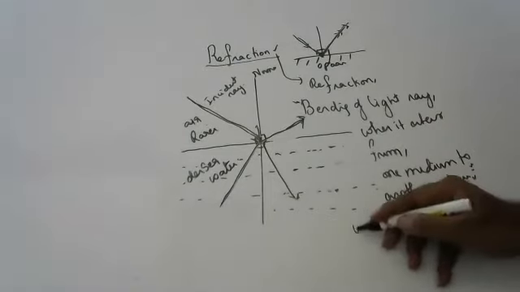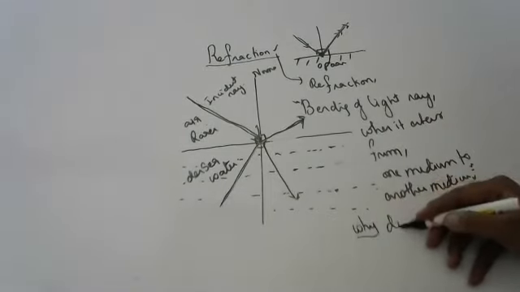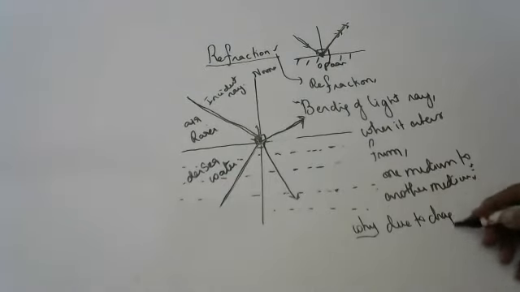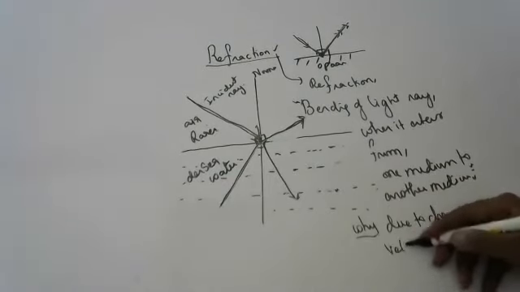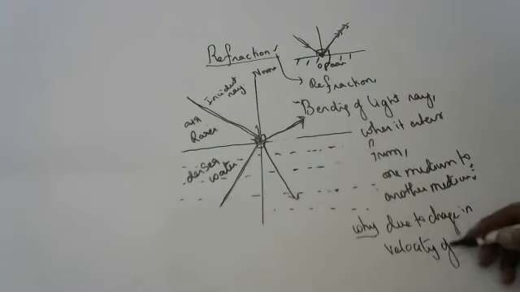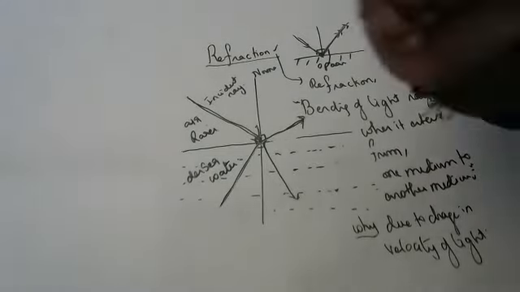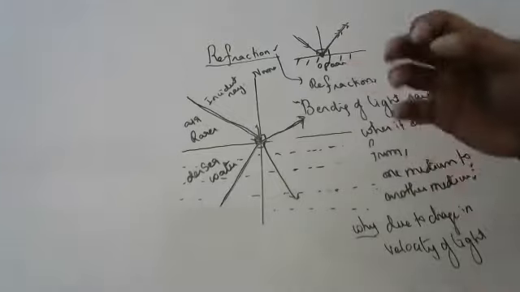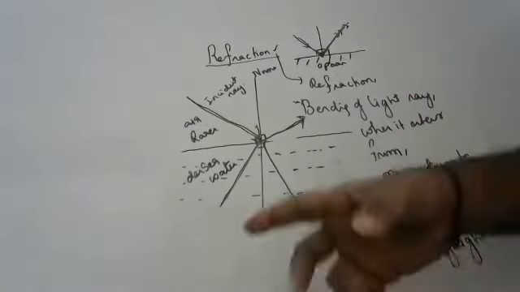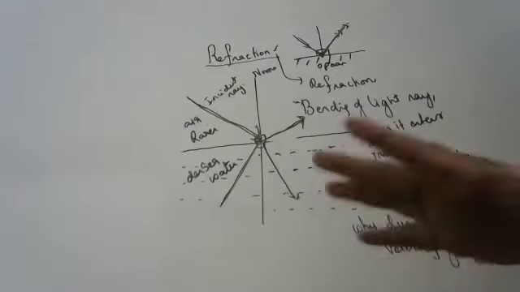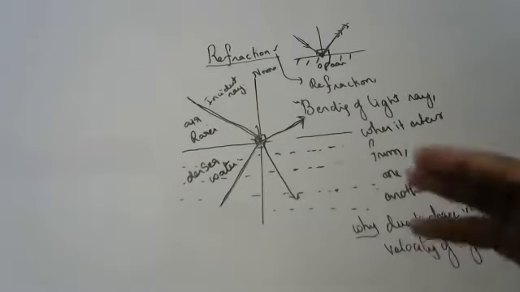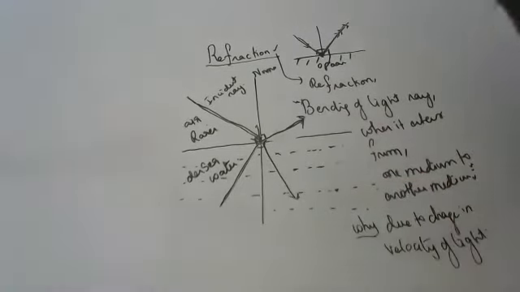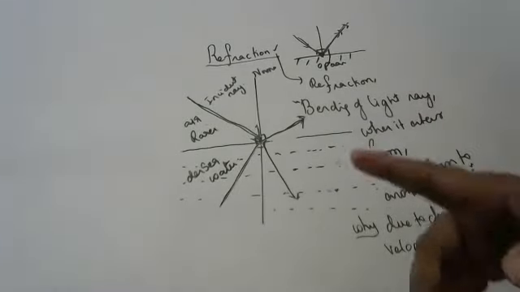Why does this happen? Due to change in velocity of light, because all mediums do not have the same velocity. Light travels fastest in air or vacuum. In any other medium it compulsorily decreases, because nothing is less dense than air. All mediums are a little bit denser than air.